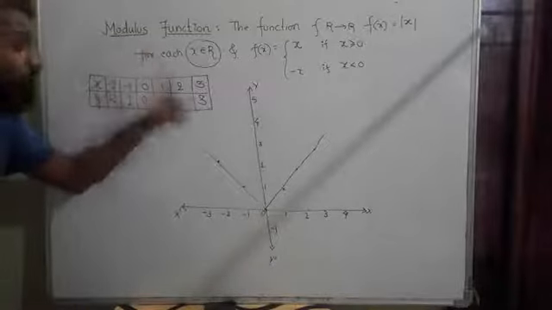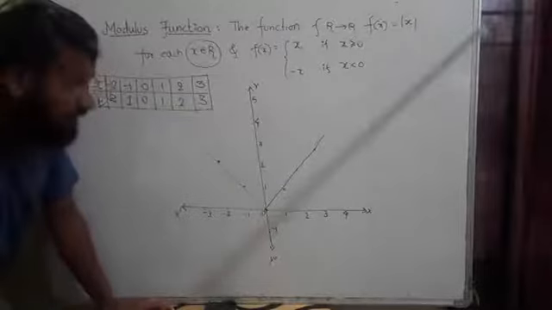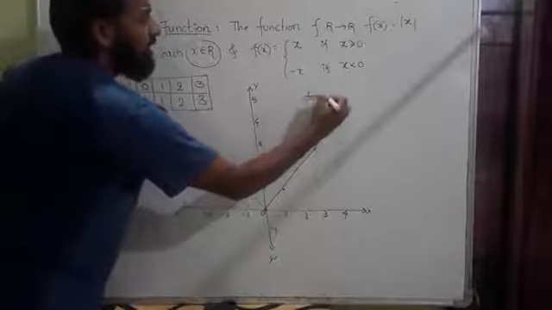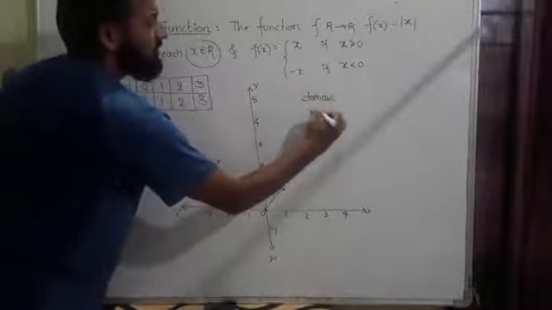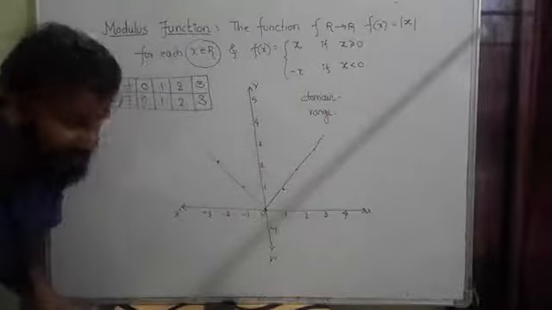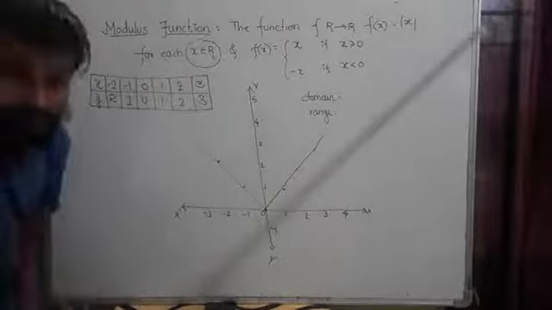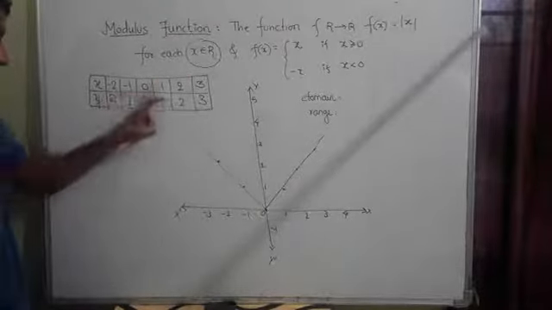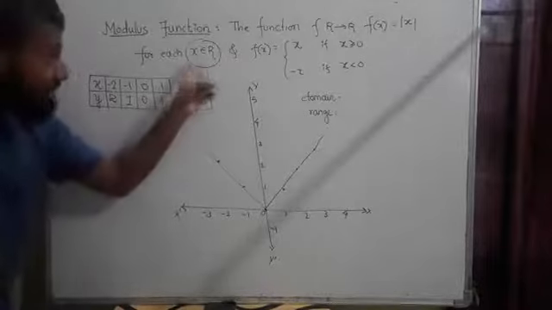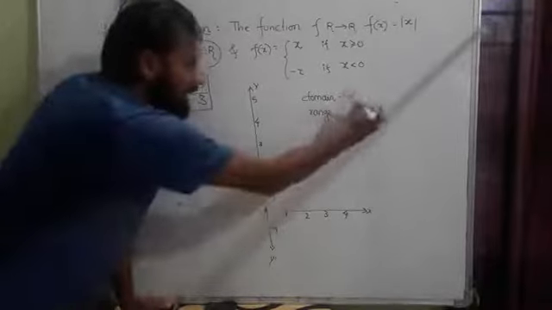So the graph of modulus function will be a V curve. Now you have to tell me what is its domain and what is its range. As you can easily see, for the domain, what are the values we are taking? As you can see on the board, we have only 6 values, but that's not the case. I have taken them for our reference, but x can take any value, isn't it? So domain is any real number.